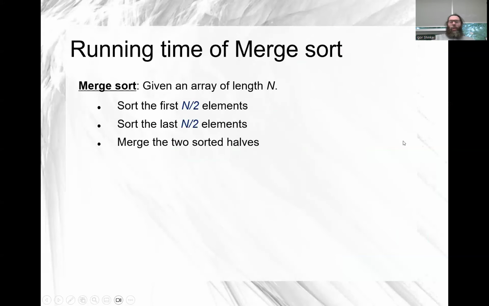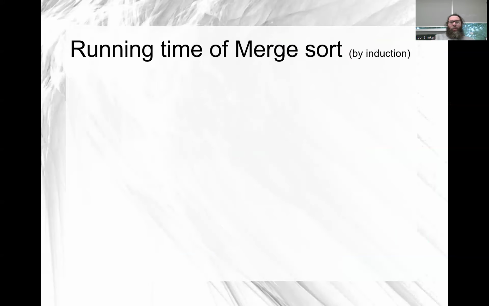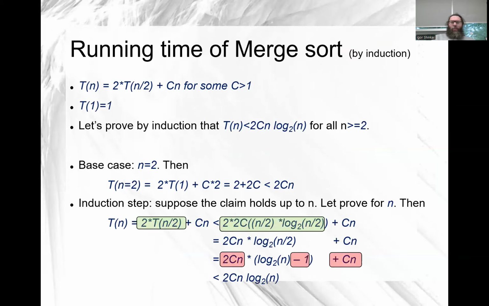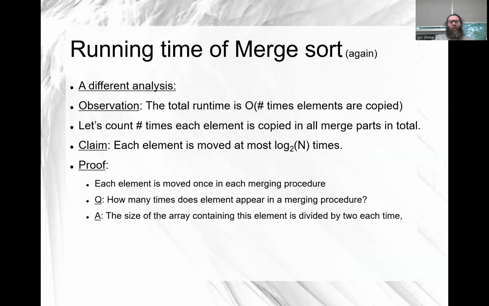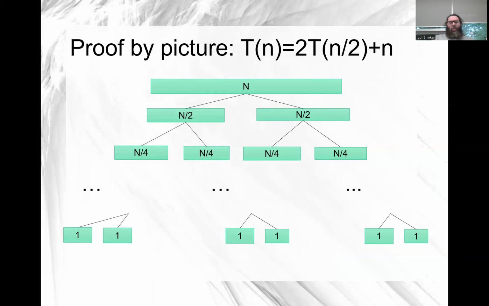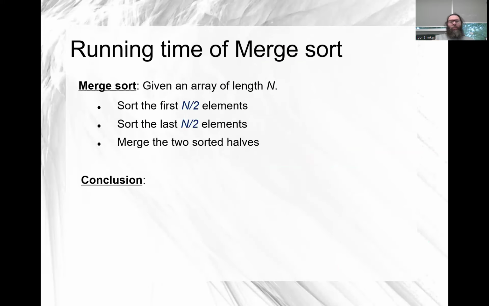Okay, so we saw three different proofs. One is by induction. One is by counting how many times each element is being touched. And this third one uses this tree that expresses the running time in each layer. I hope this convinces you that the running time is order n log n. So here's the conclusion.